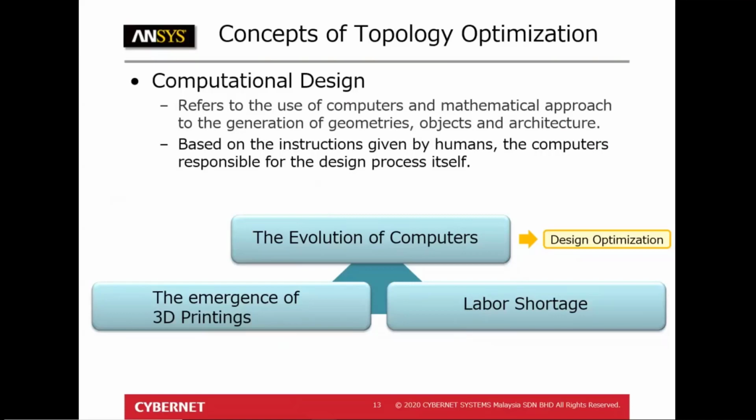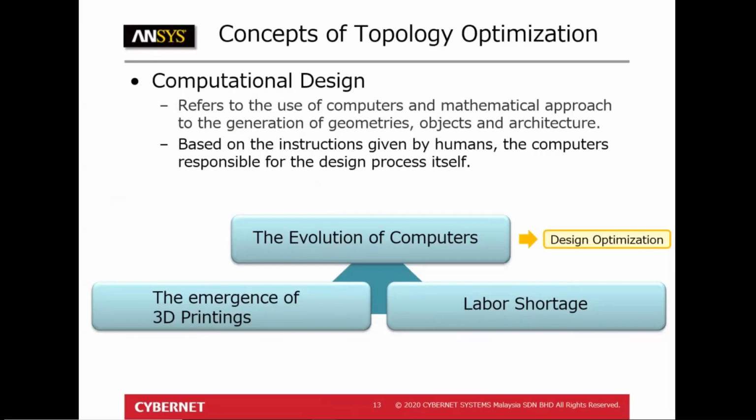This computational design has been showing a lot of excitement these days due to several factors. Firstly, the high-speed optimization nowadays is made possible thanks to the evolution of computers itself. Computers these days can handle millions and millions of calculations without even breaking a sweat.